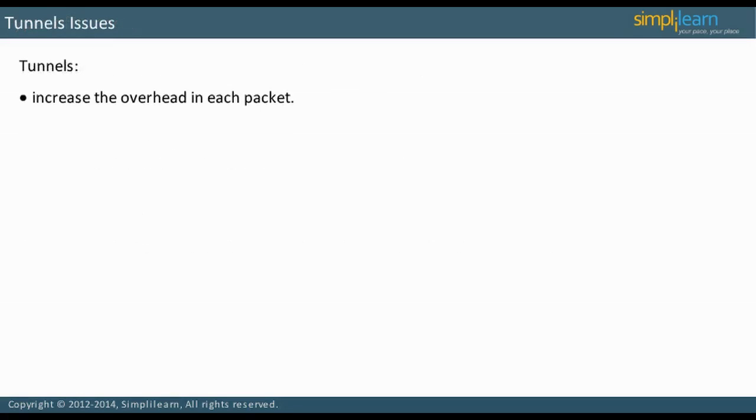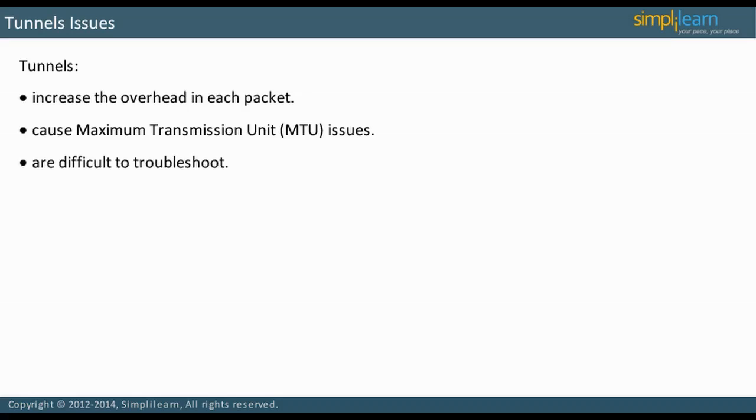Tunnels increase the overhead in each packet. The same amount of data now has an IPv4 header and an IPv6 header. They can cause maximum transmission unit, MTU, issues. Because the packet is bigger, it can go beyond interface limits on packet size. In addition, troubleshooting is more difficult. This is because there is even more encapsulation than normal.